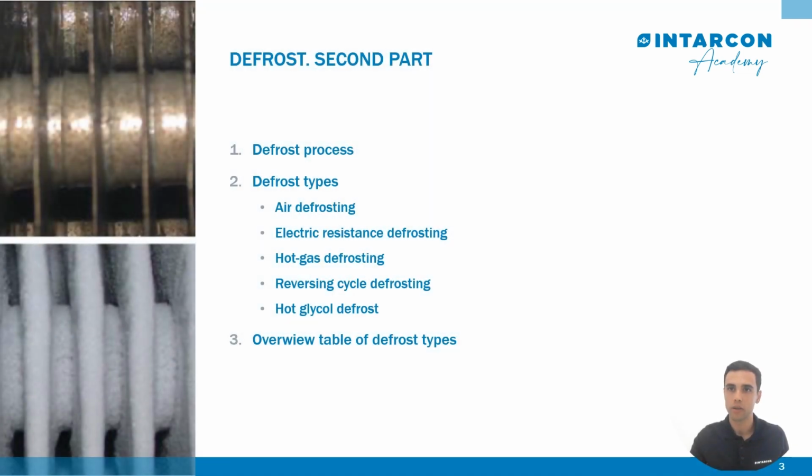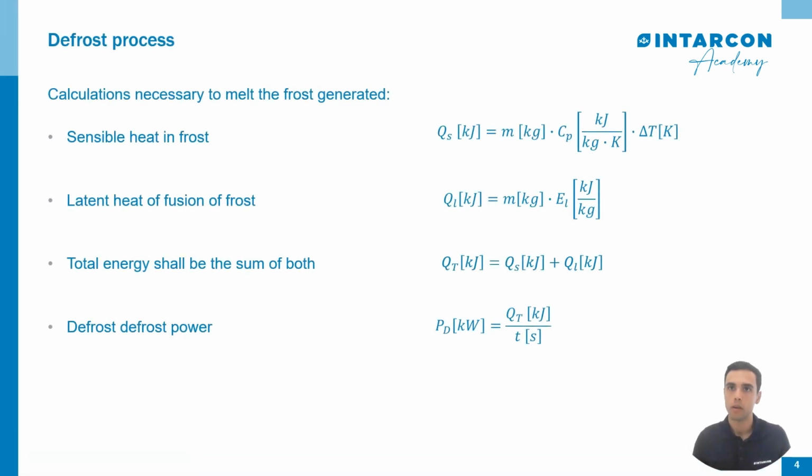We will divide the content into three main parts: defrost process, defrost types, and an overview table of defrost types. To determine the thermal energy required to melt the frost accumulated in the evaporator, you must first know the volume of frost generated. As we saw in the previous video, the amount of dehumidified water depends on the difference in absolute humidity in the inlet and outlet air, as well as the flow rate of the air.